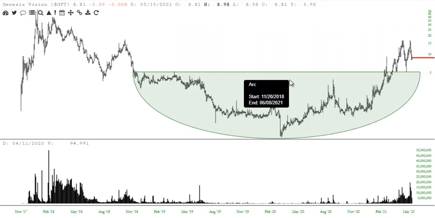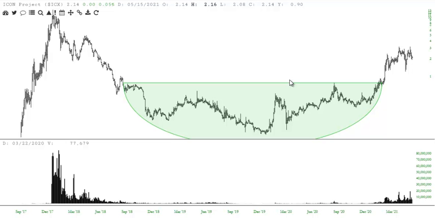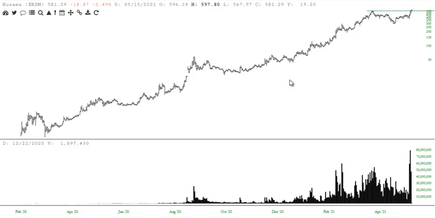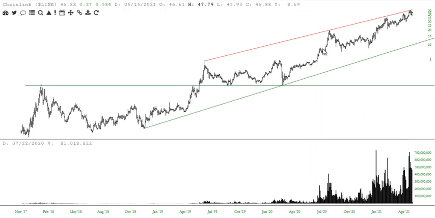Genesis Vision, kind of a younger one, GVT. Once again, look what's going on with the volume on the right side. This is HT, Huobi token, something like that. I'll turn that line off, make it a little more clear on these. Icon Project, ICX. Kyber Network, KNC. Once again, volume, big. Kusama, KSM. And this too has a big volume growth, and it's just sneaking above that range there.